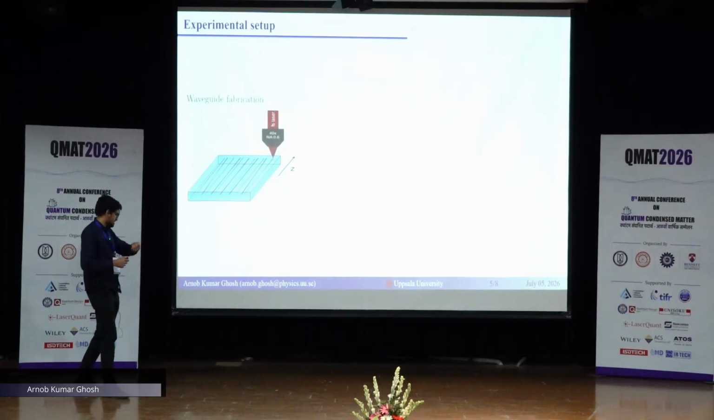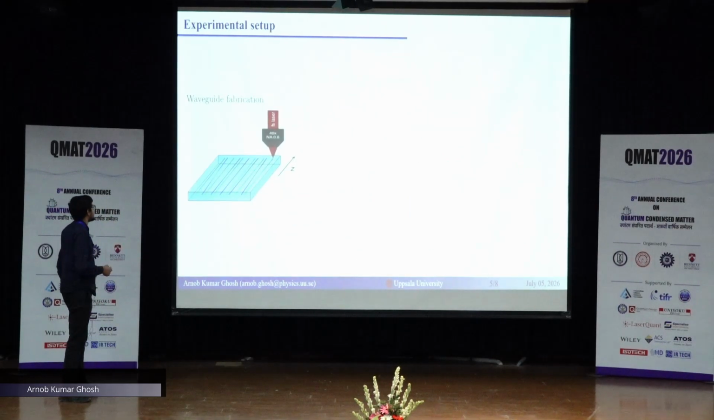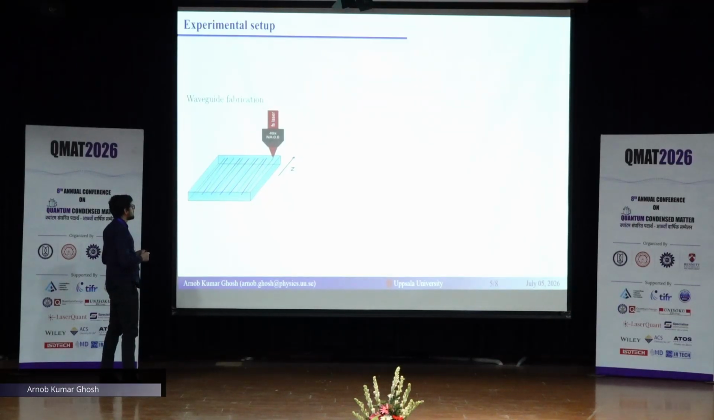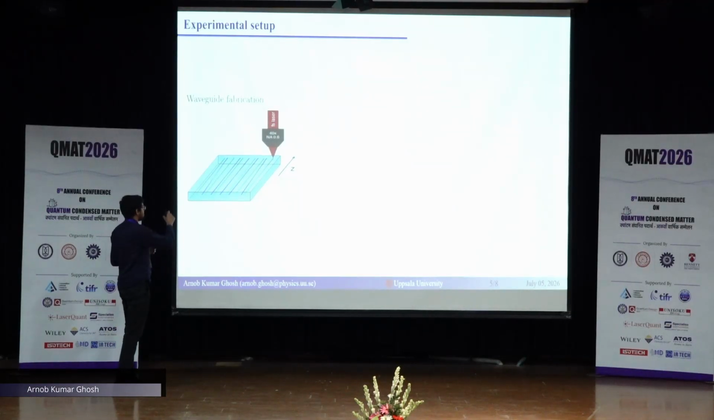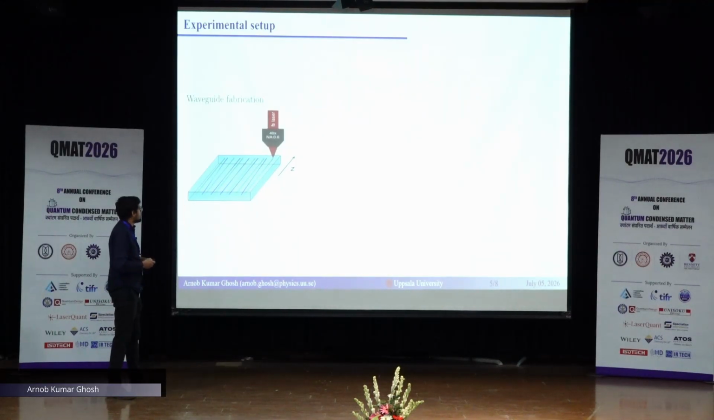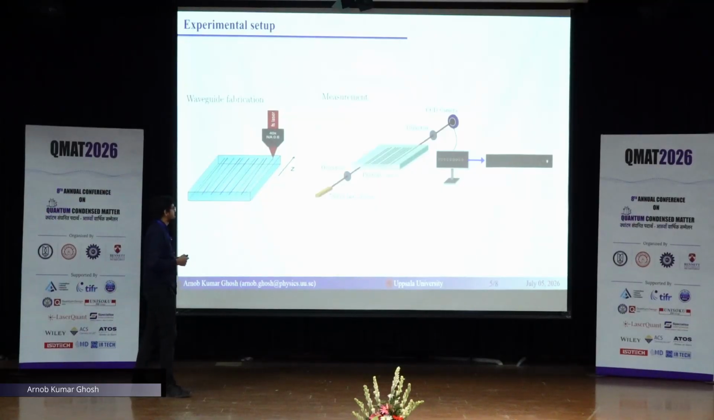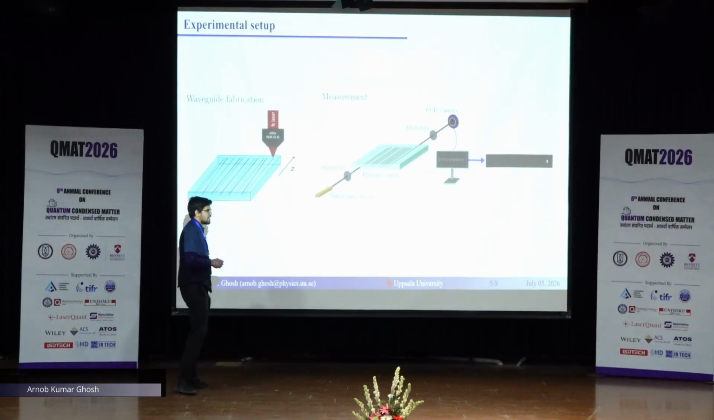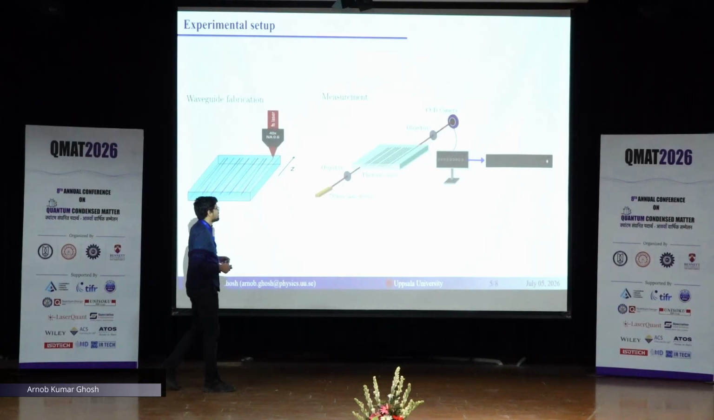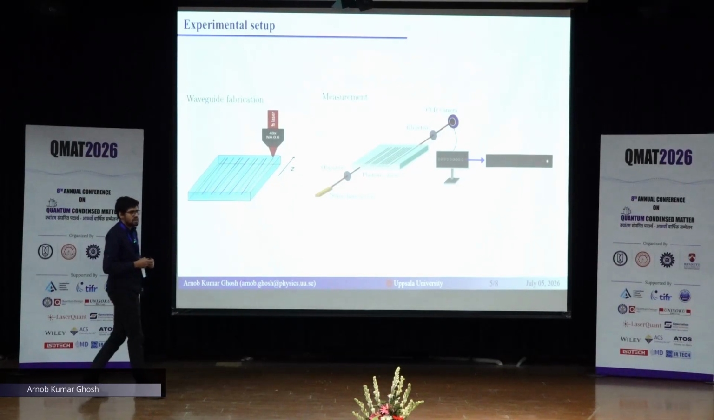But before that, I would like to tell you briefly about the experimental setup. In the experiment, they fabricate the waveguide, or they call it printing, with a laser. They have a glass bar, they move it in the x and y directions, and they print the waveguide array. Once the printing is done, the measurement is done by injecting light into one of the waveguides, and then they capture a photo using a CCD camera, and from there we get the intensity pattern.